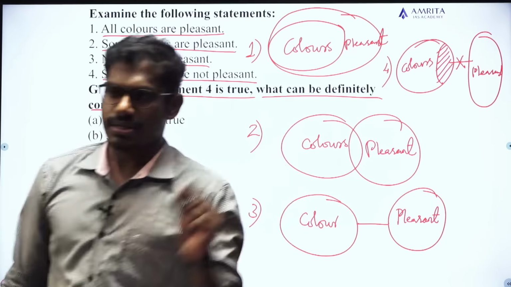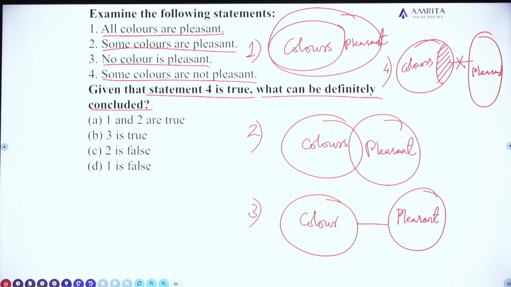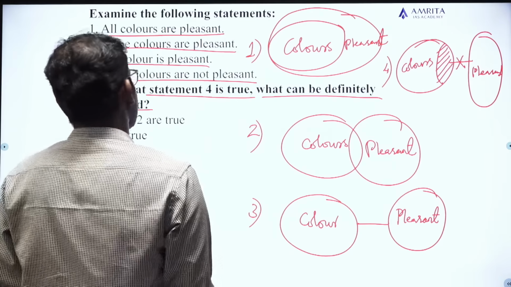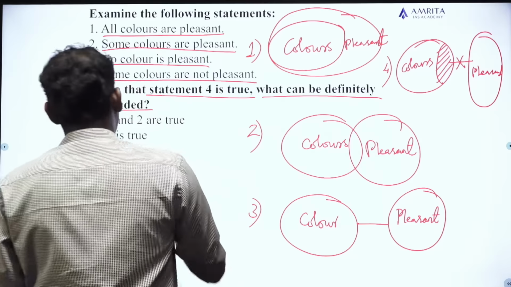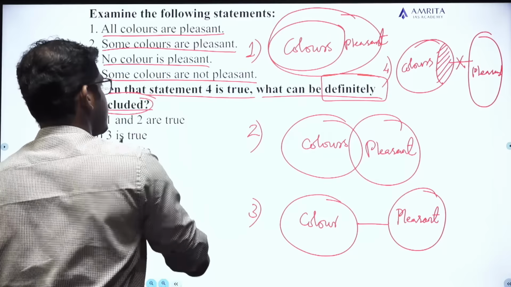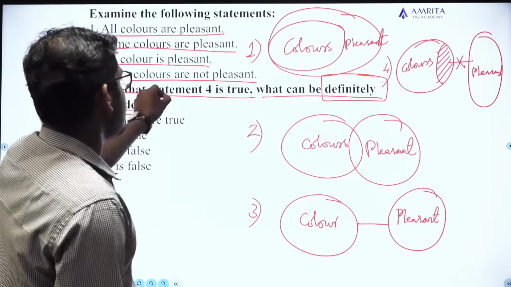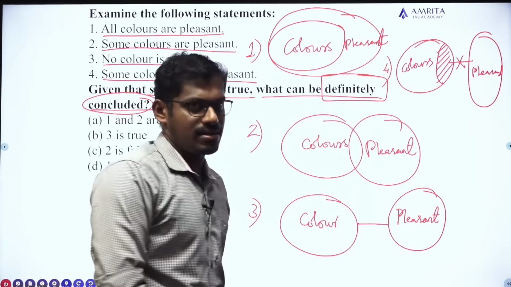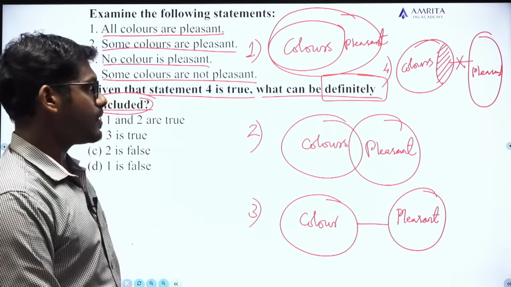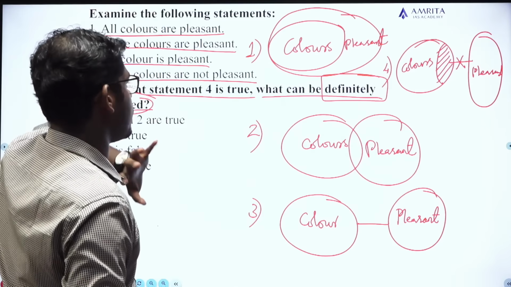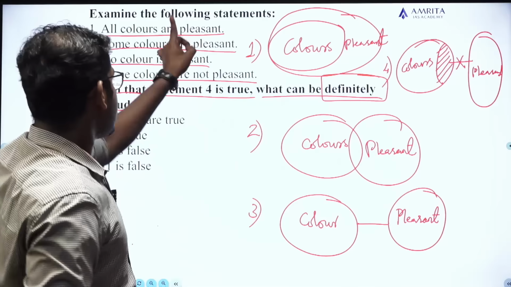One second. See, the question is, given that statement 4 is true, what can be definitely concluded? They are saying that statement 4 is true, which means some colors are not pleasant. If this statement is true, then we have to find which of the other three statements can be said to be definitely true. Let us take the first one.